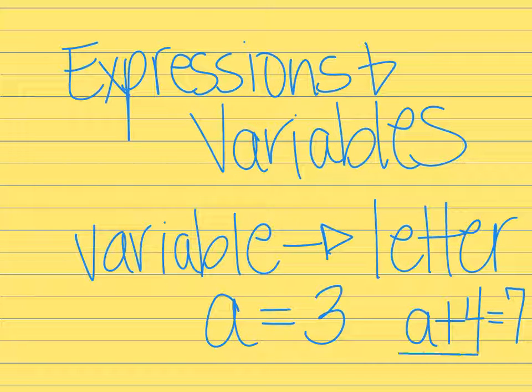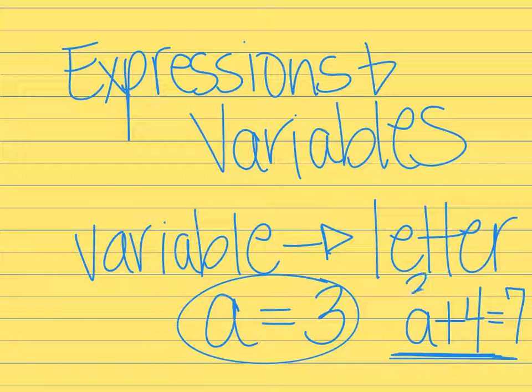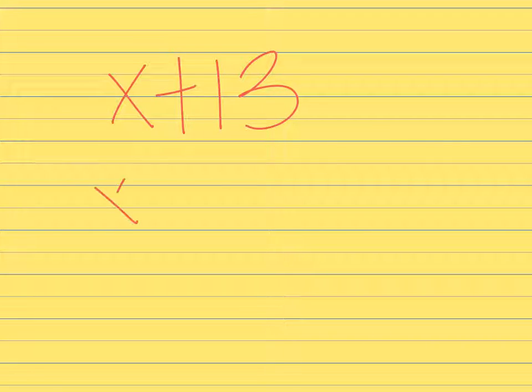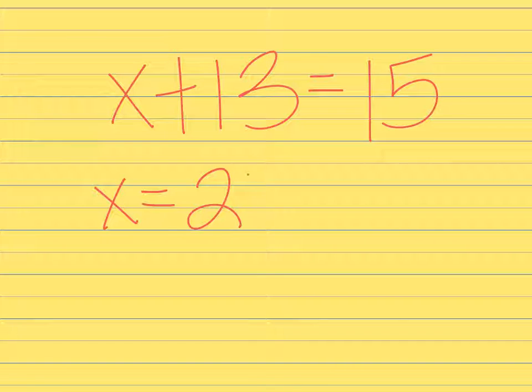And in this particular instance, if A equals 3, then what we would do is just plug the 3 in where the A is, and 3 plus 4 is 7. Now, an algebraic expression is a combination of numbers and variables, like x plus 13. And if I told you x equaled 2, then what would be the answer to this algebraic expression? That's right, 15. Because I would plug in the number 2 where I had my x.